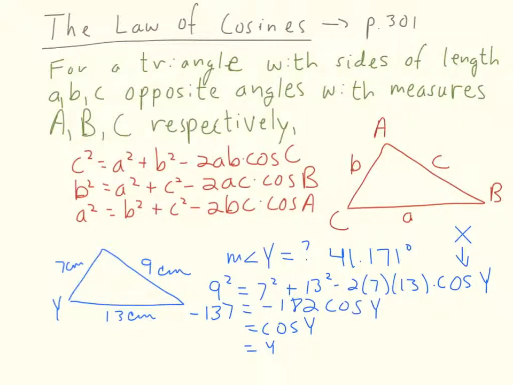Now, it's possible that you might not have gotten this line if you fell into the trap. The mistake I see a lot of students make on this is they will take all of these numbers right here, the 7 squared plus 13 squared minus 2 times 7 times 13, and they will combine all of those and have that multiply the cosine of y and say that's equal to 81. And that's just not good algebra, right?